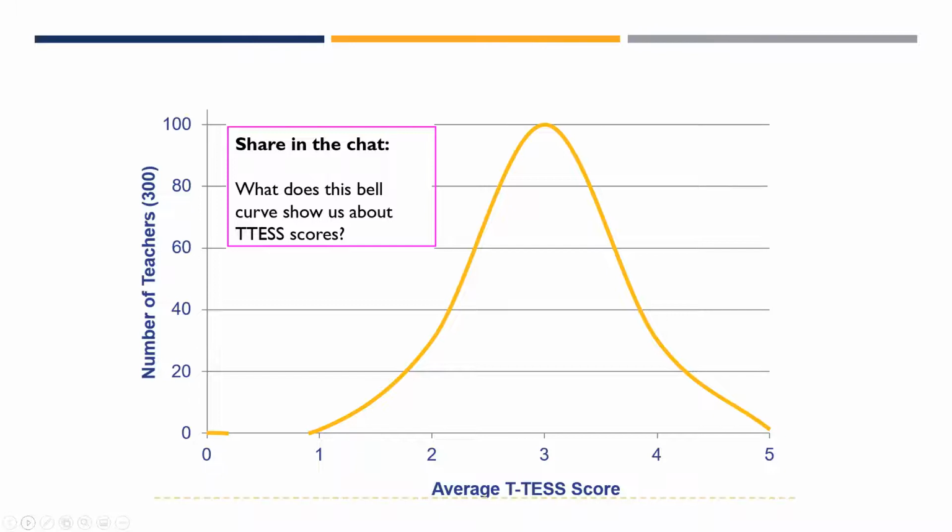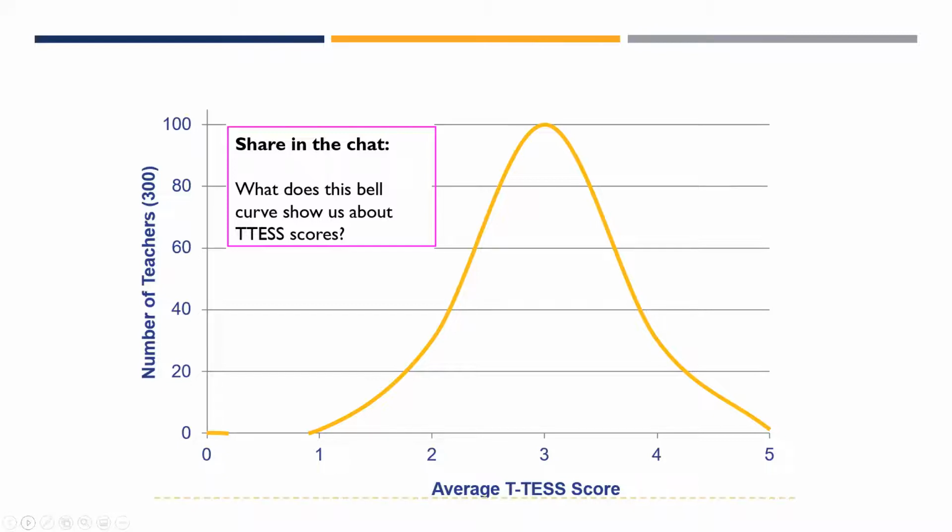You all are exactly right. The majority of teachers are going to be right dead in the center as proficient teachers. There are going to be very few to the far left, but at the same time, guess what? Very few to the far right. So if your administrator plotted how they scored teachers on the T-TESS, it should look like this.